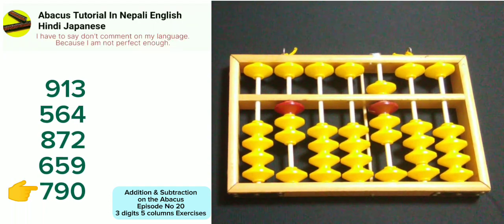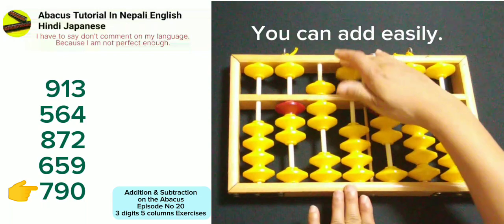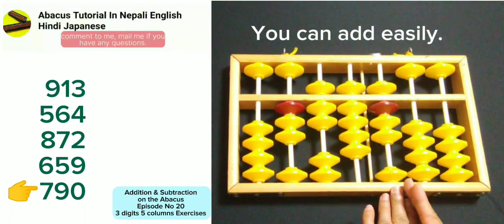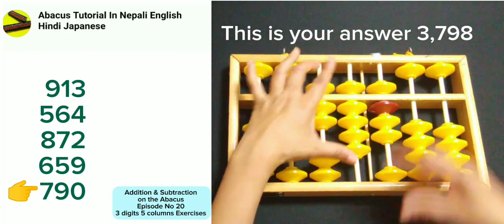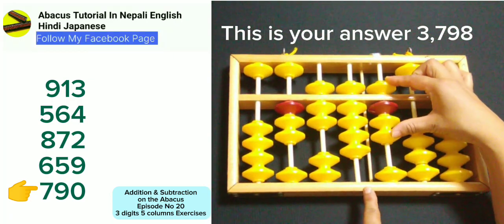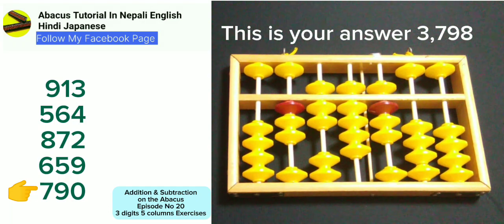And last one is 719. So 7, 9 and 0. And this is your answer: 3, 7, 9 and 8. How is it going now? Let's do one more question.